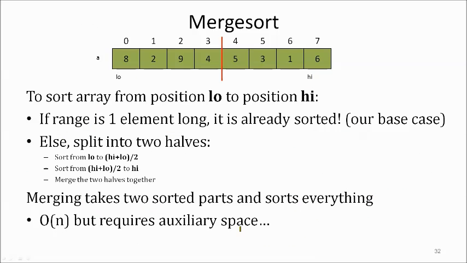Okay, so another example here. Again, it's an even data. We have 8 data here, so it is divided into 2 again: 8294 and 5316.